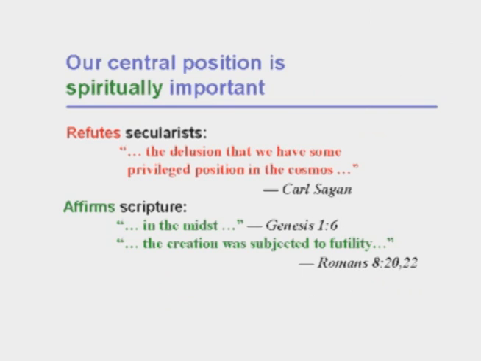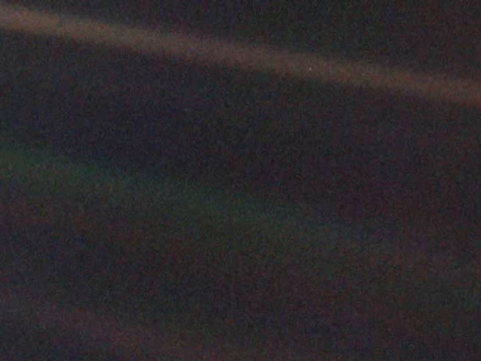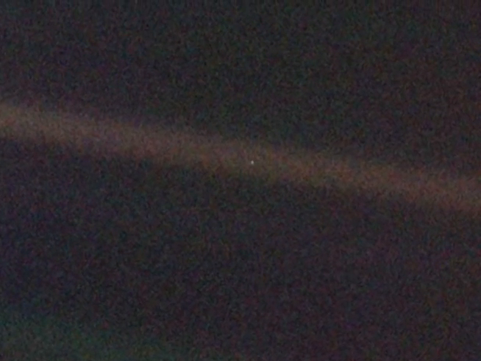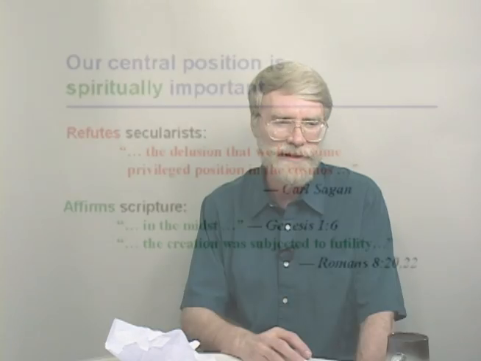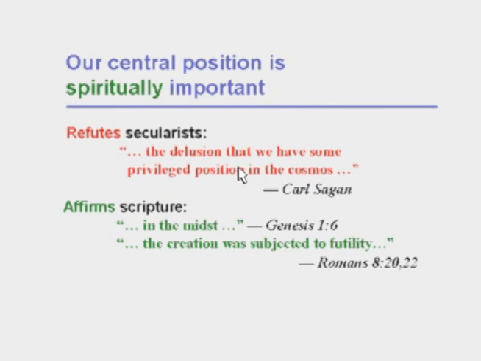Our central position is also spiritually important. Why? Because it refutes secularists. Carl Sagan wrote a book called The Pale Blue Dot, and he over and over talks about the pale blue dot, a picture taken from Voyager of the Earth when Voyager was very far from us. His whole book is sort of a pagan poem to the idea that our existence is meaningless, we're not in a special position in the cosmos, and he has this little phrase, the delusion, that we have some privileged position in the cosmos. A direct assault on God. Absolutely. And his purposes for us.